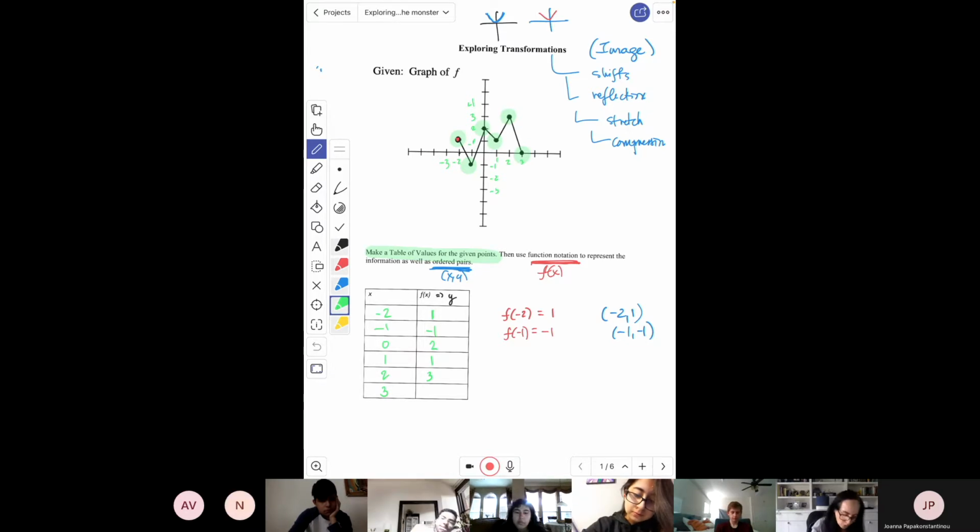0. 0. Okay, so again, I could represent this using function notation for each of these. So just to get in the habit of function notation, f evaluated when x is equal to 0 is 2. f evaluated at x equal 1 is 1. The function evaluated at 2 is 3. And the function evaluated at 3 is 0. And again, I could take each of these and represent them as ordered pairs.